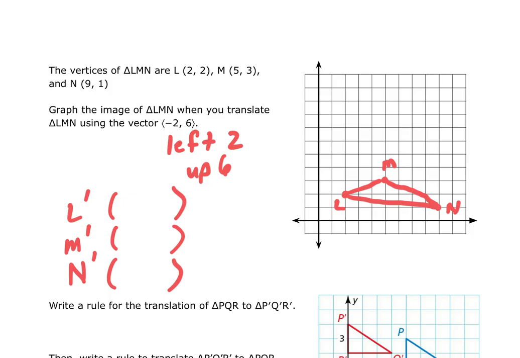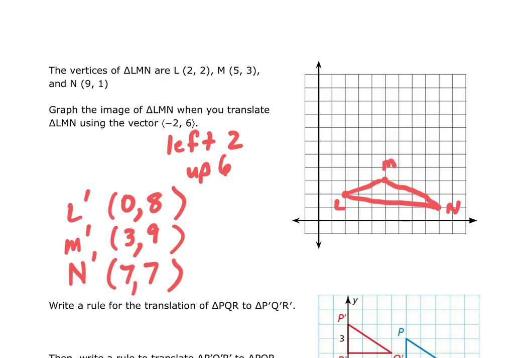Okay, and so what we would do is we would take each of these ordered pairs and we would subtract 2 from the x. So 2 minus 2 would be 0, and we're going to add 6 to the y. So that would be 0, 8. If I did M prime, 5 minus 2 would be 3. 3 plus 6 would be 9. And then for N, 9 minus 2 would be 7. 1 plus 6 would be 7. Those would be my 3 new ordered pairs.